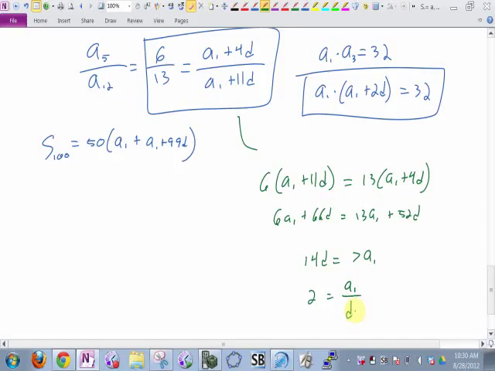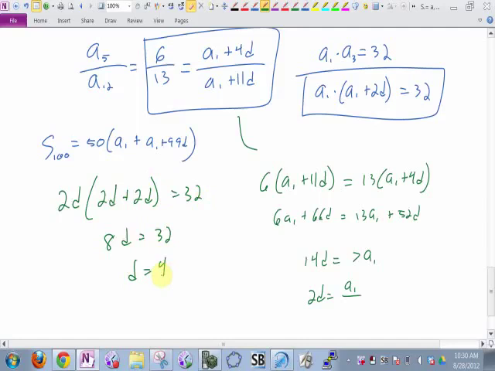I like it. And then what do you do? Or even better, you call A1 2D. And then just substitute it in up here. So you have 2D plus 2D. Oh, that's nice. That actually worked out great. So you get 8D equals 32, and so D is 4.